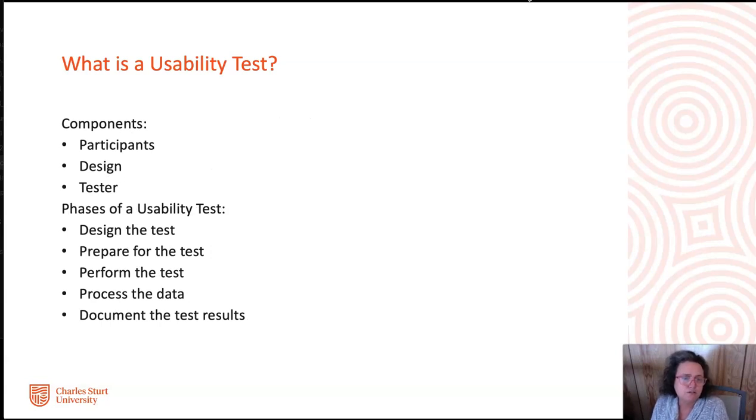Okay, so the components of usability tests are the participants, the design, and a tester. So that's the three things that you need. And the phases of the usability test are: you design the test, you prepare for the test, you perform the test, and you process the data, and then you document the test results.